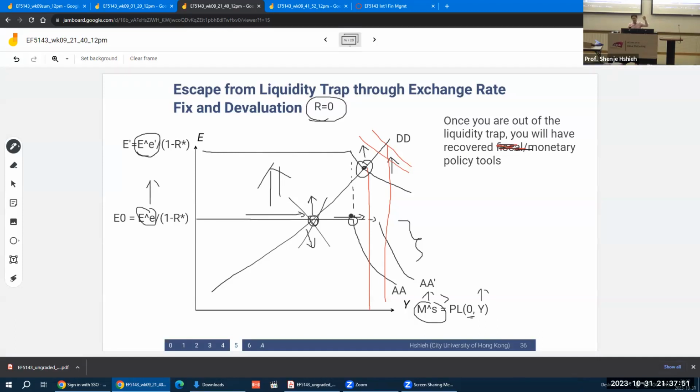Expectations change. And once the kink is above the DD schedule, we will have recovered our monetary policy tools, in which the AA schedule can now shift up and down again. So once we get out of the liquidity trap, right, then monetary policy is possible again.